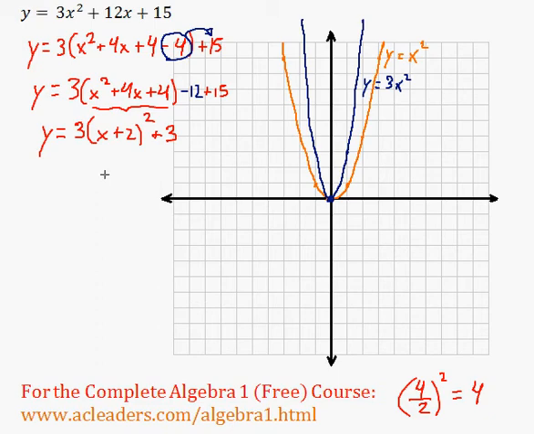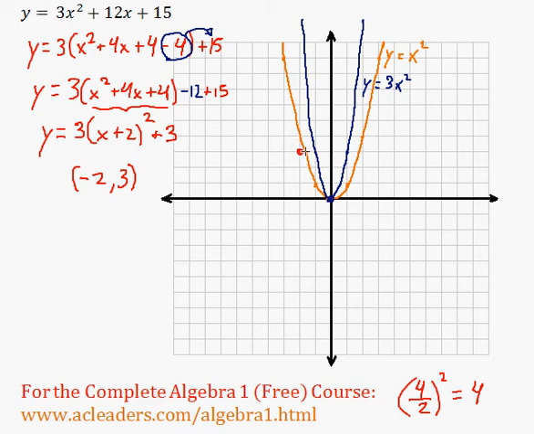This tells us that our vertex is negative 2, comma 3. Remember that we always change the sign over here, so positive becomes negative, but that one stays the same. So our x value for the vertex is negative 2, and our y value is 3. Here's the vertex of our parabola, and the shape will be identical to y equals 3x squared.